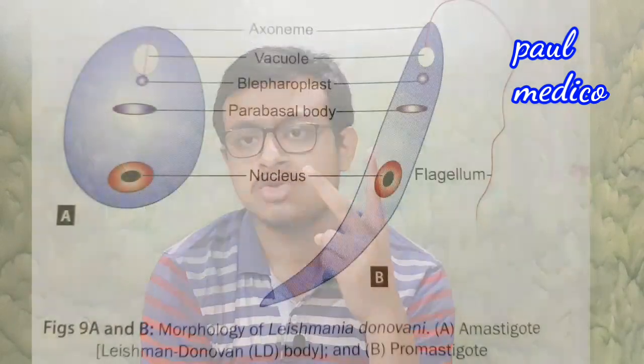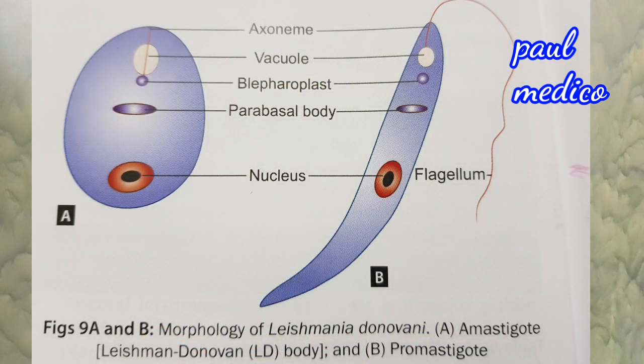Now we have to know about the morphology. It has mainly two forms. One is amastigote, another one is the promastigote. Amastigote is present in human beings and the promastigote is present in the vector, that is the sandfly. When a female sandfly bites a human being, there is a wound.